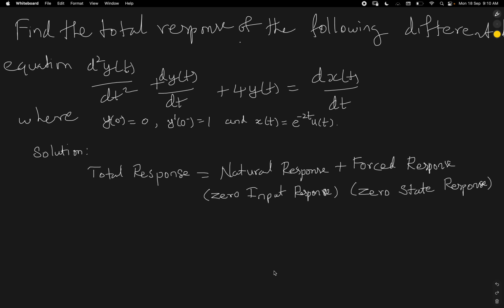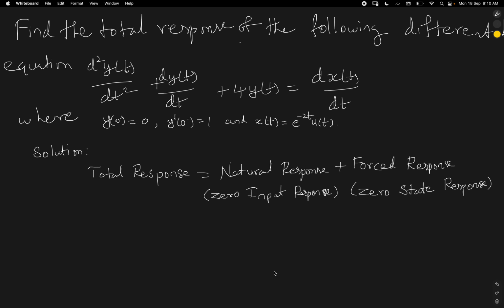So in the process of finding the total response, we have to calculate the natural response as well as the forced response. The other name for the natural response is zero input response, the response of the system without any input. That's why we are calling this as zero input response. And the forced response is also called as zero state response, considering the initial state conditions are equal to 0.